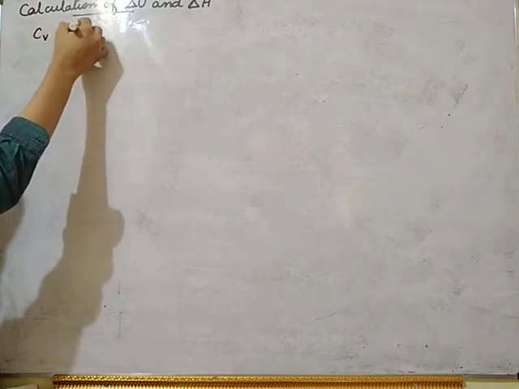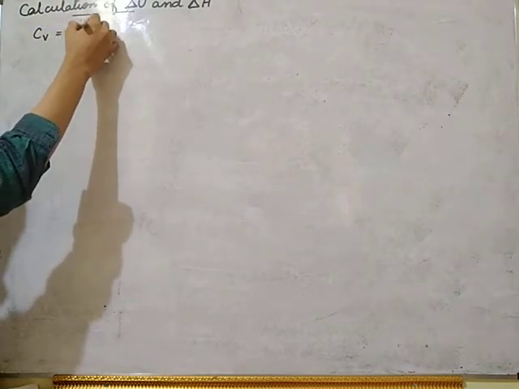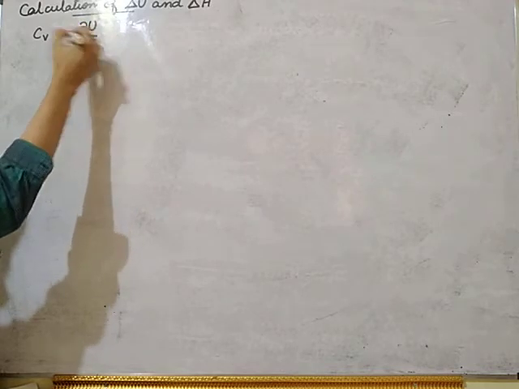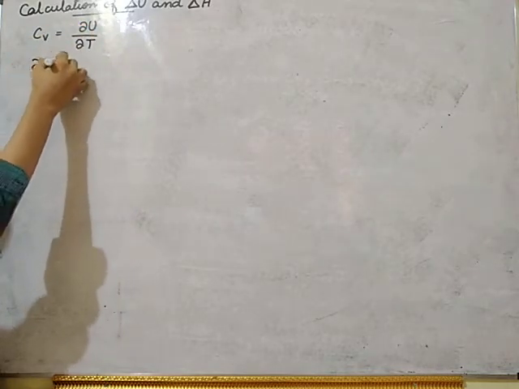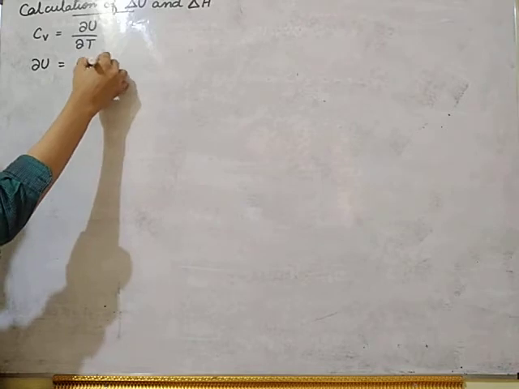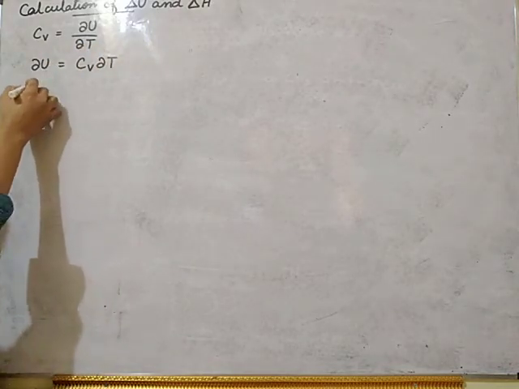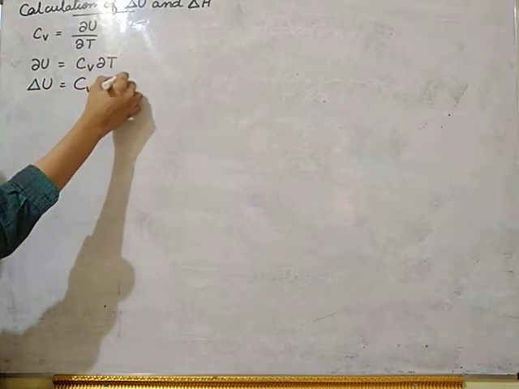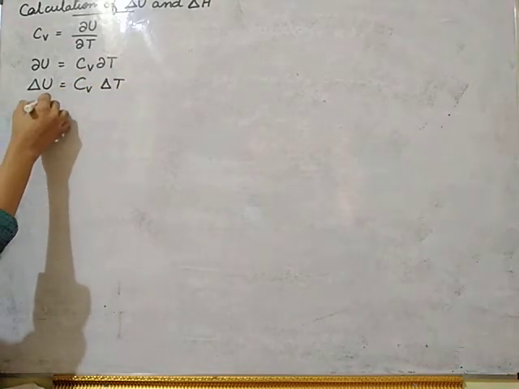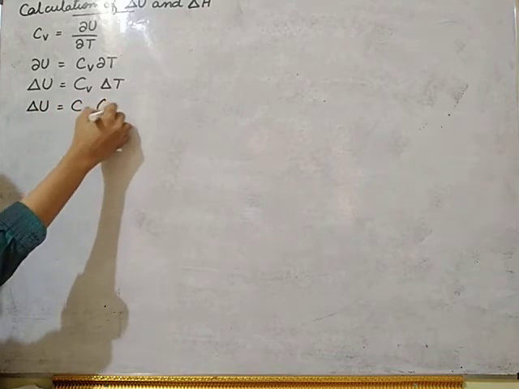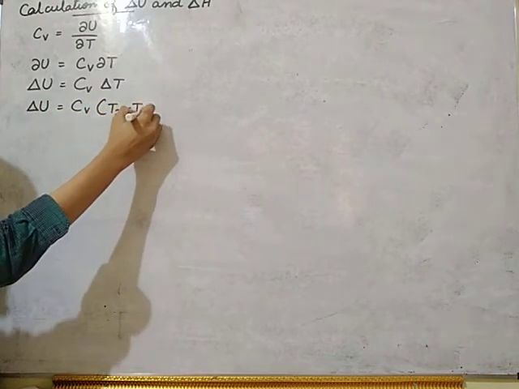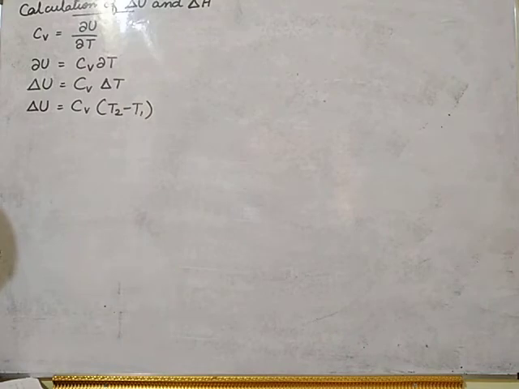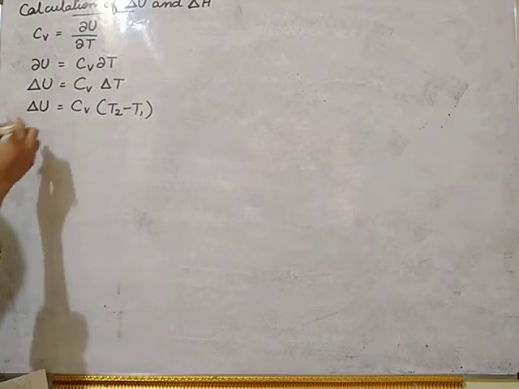In that, CV is equal to dou U divided by dou T. So what is dou U? CV into dou T. Instead of dou we can write delta also. I can write it as delta U is equal to CV delta T, which means CV times (T2 minus T1). This is for 1 mole.